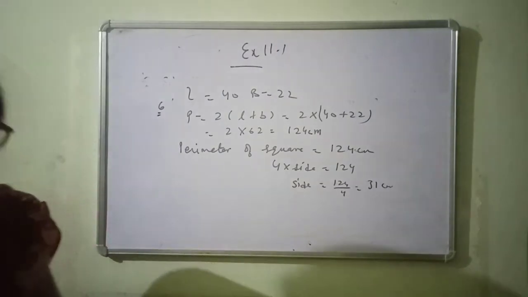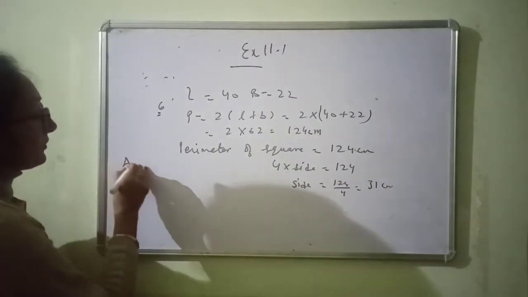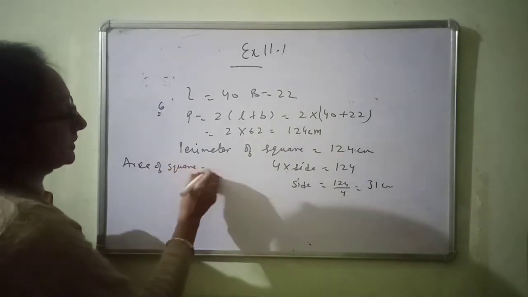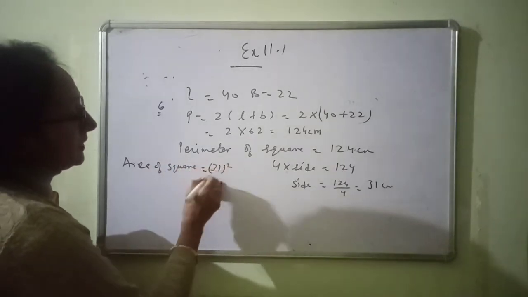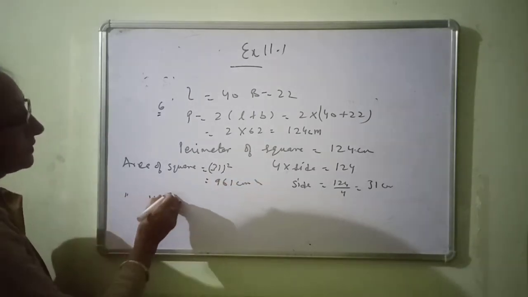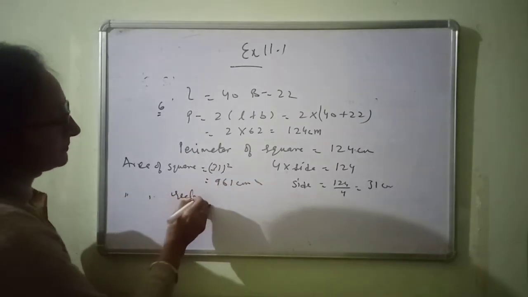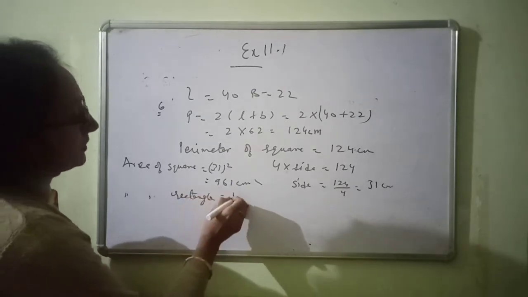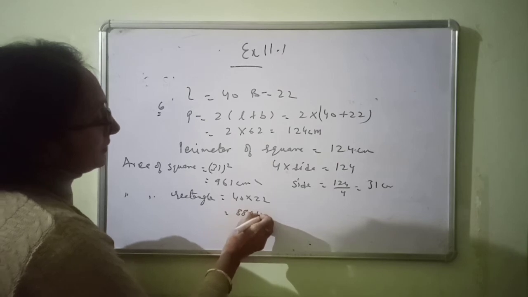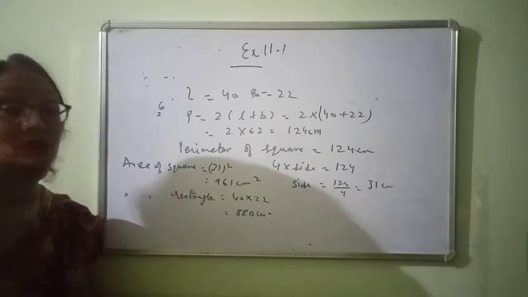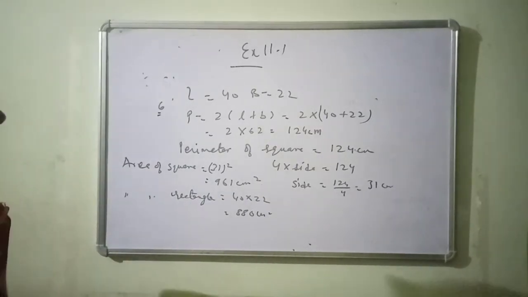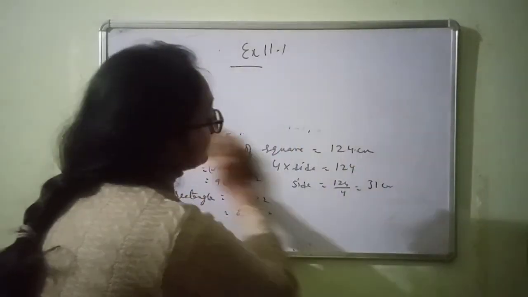Now we have to find which figure has more area. So area of square will be 31 square, that is 961 centimeter square, and area of rectangle will be 40 into 22, that is 880. Now who will tell me which figure has more area? Of course it is square. Now the seventh question.